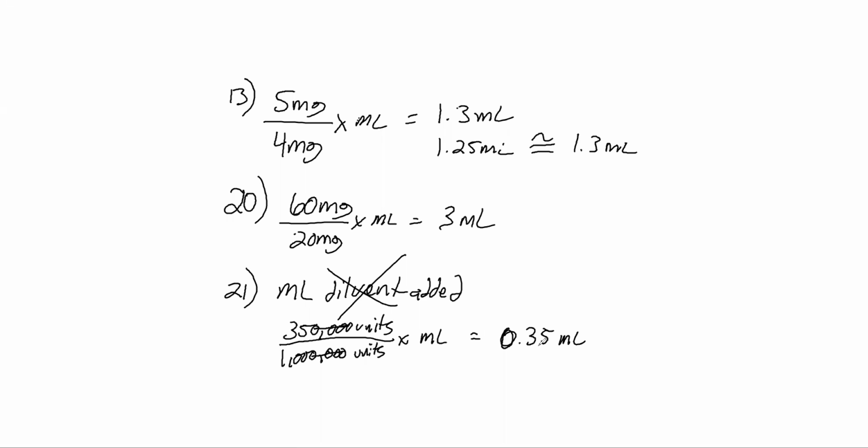Now for this, you would not round that answer to 0.4. You would leave it at 0.35 milliliters. A number less than 1, go to the nearest hundredth. If it's a number greater than 1, so let's say I had 1.35 as my answer, I would go to the nearest tenth, so I would make that 1.4. But we don't have a number greater than 1, so that's what that is.